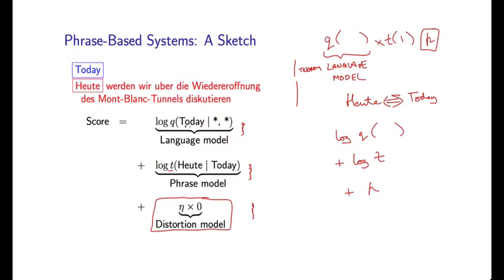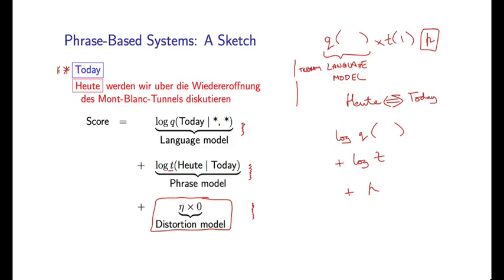Firstly, we have the probability of today under a trigram language model. So this Q parameter is going to be a trigram parameter. What's the probability of today, given that we have these two start symbols? These are just the same old start symbols we've seen from language models in the very first lecture of this class. Secondly, we have a probability of generating the word heute, given today. And finally, this is going to be some cost penalizing the number of words we skip over.